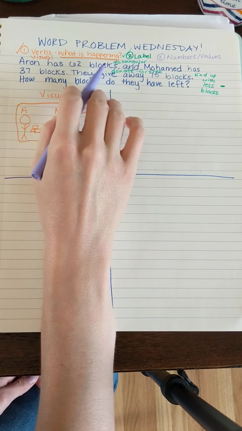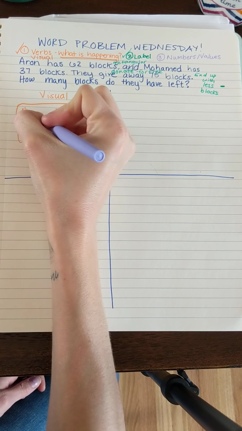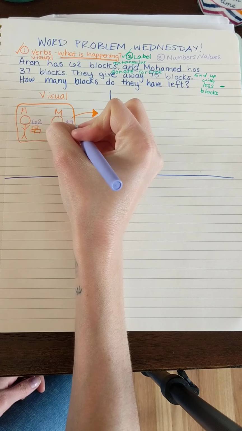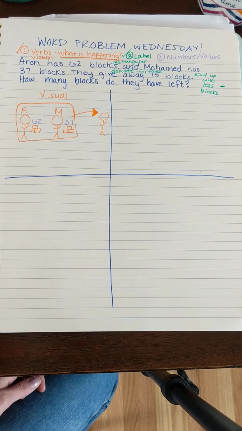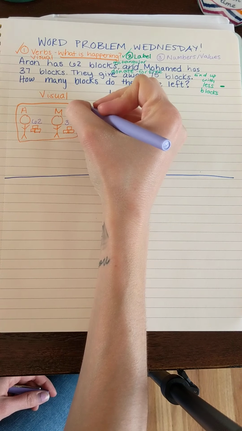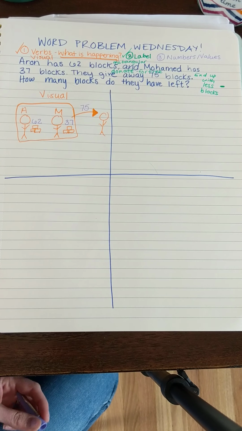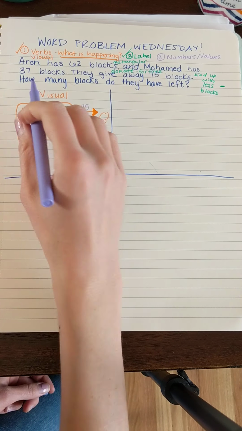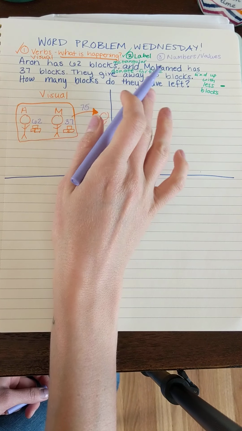Aaron has 62 blocks and Mohammed has 37 blocks. Okay, they give away 75 blocks. So the 75 is going by the arrow because those 75 are leaving them. Okay, how many blocks do they have left?